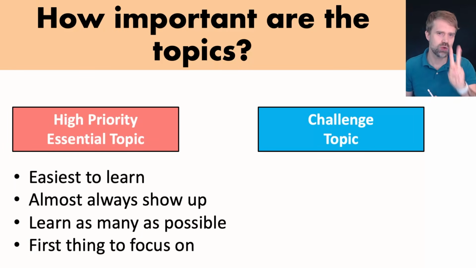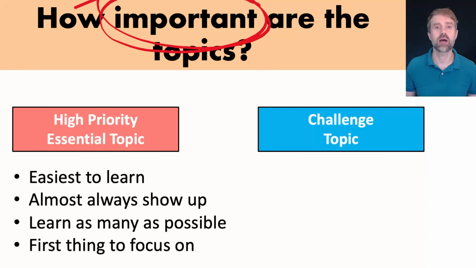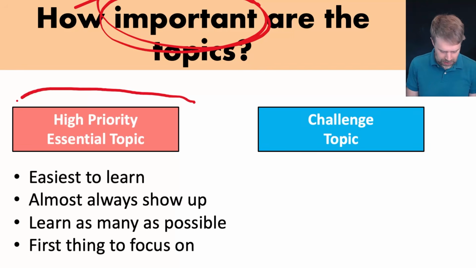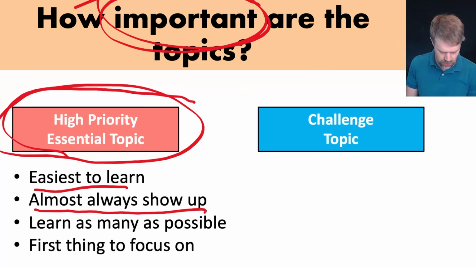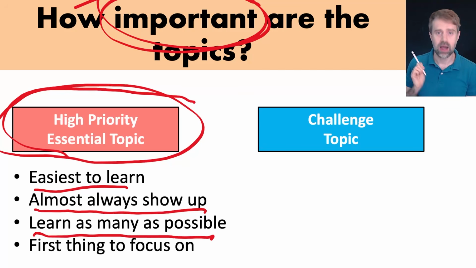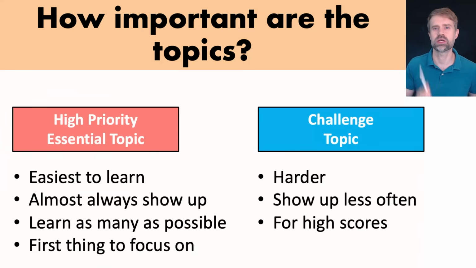We're also going to cover two other super important things. First, I'm going to tell you how important the various topics are. Some questions on the TEAS are on what I call high priority, essential topics. I think these high priority essential topics are some of the easiest to learn. They're the topics that almost always show up in the test, and I think that you should learn as many of these high priority topics as possible. They should be the absolute first thing that you focus on. Learn as many high priority topics as you can.